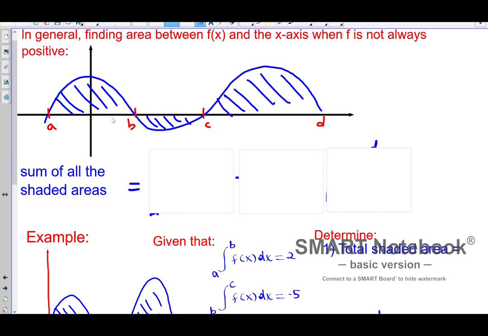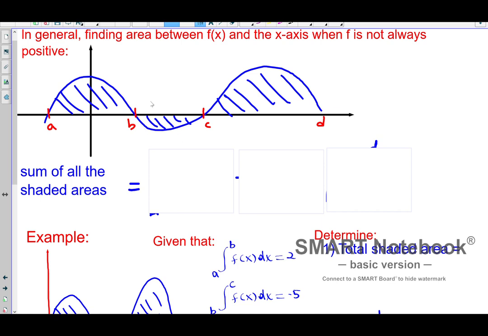Then you're going to integrate it in segments, like integrate from a to b, then from b to c, then from c to d. And notice here, between b and c, the function is negative. It's below the x-axis. There, the heights of your rectangles would have been negative. Therefore, when you do the integration, it's going to be a negative answer.